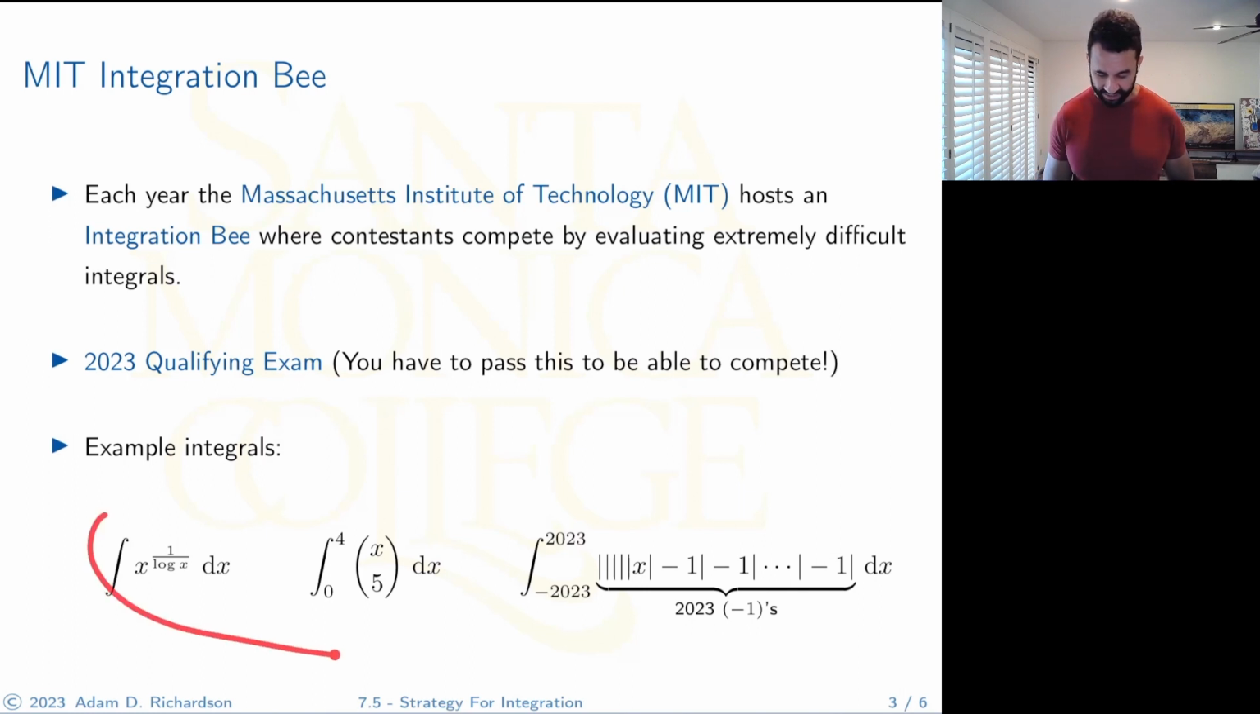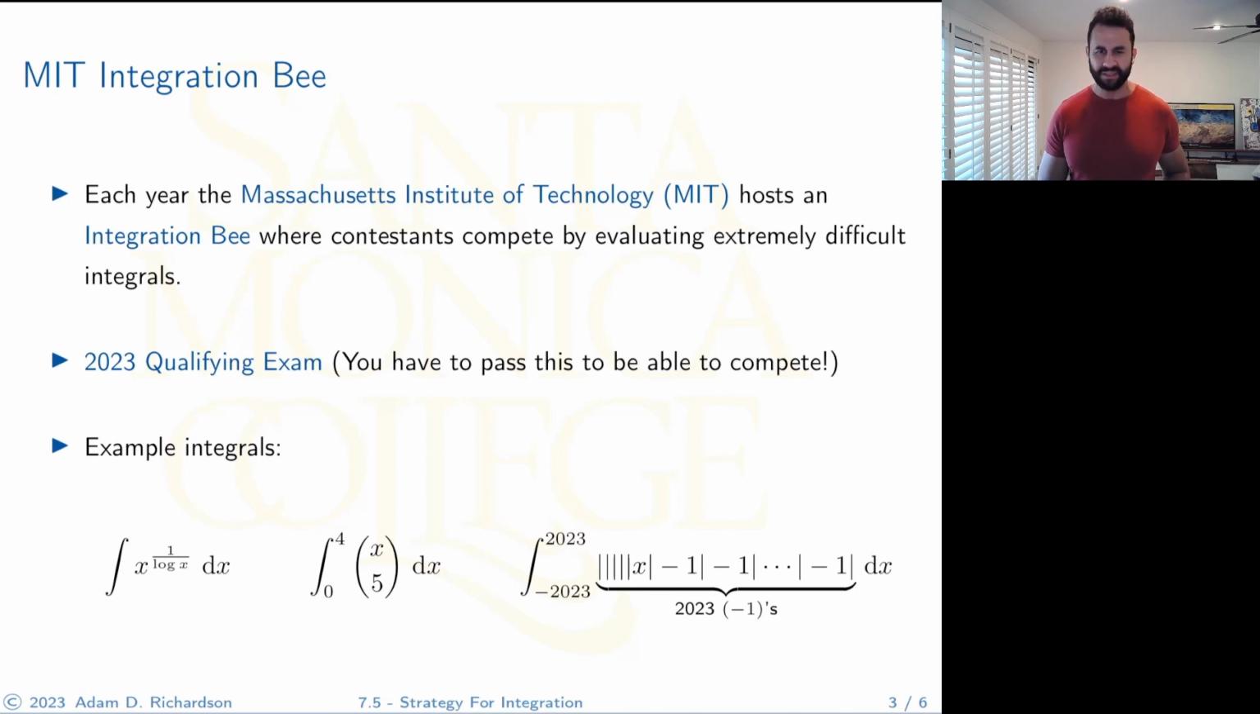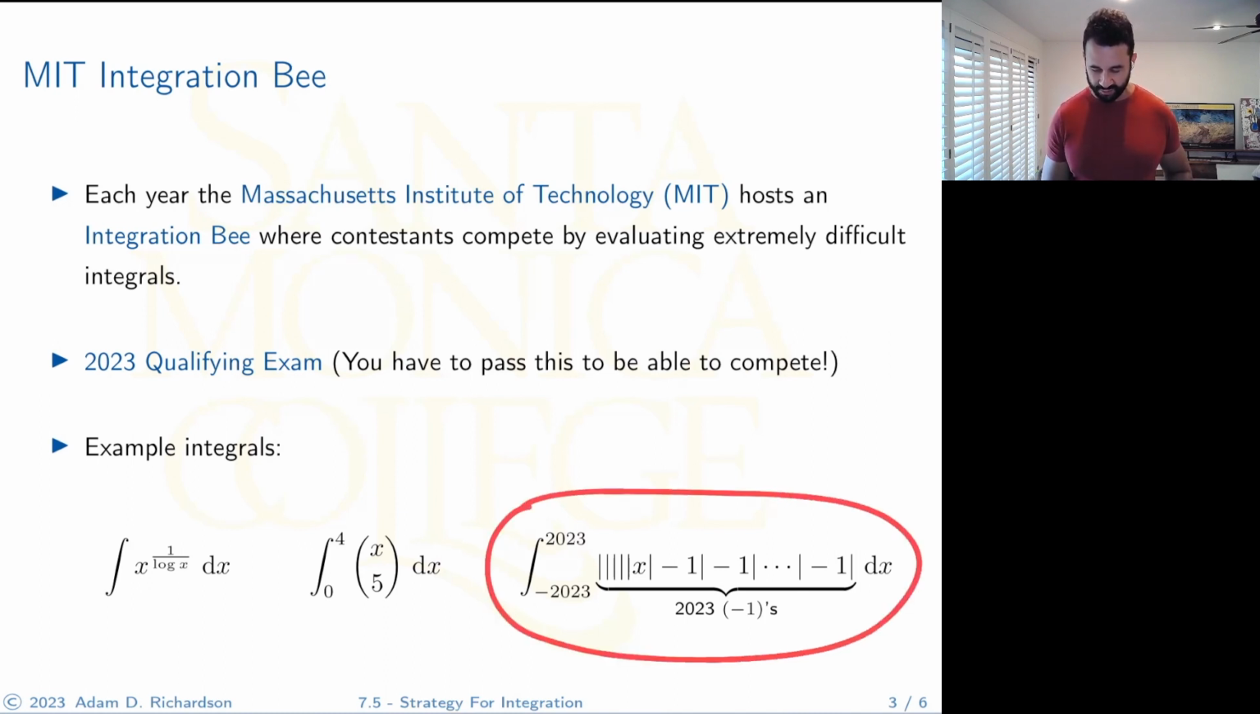And I pulled a couple of the example integrals from this exam here. I think there's like 20 or 25 on that exam. But look at this integral, like x to the 1 over log x, log being the natural log in this case. Or how about this one? This one you're integrating over the binomial coefficients, right? Binomial coefficients. So this is x choose 5. And then this one I actually thought was pretty cute.